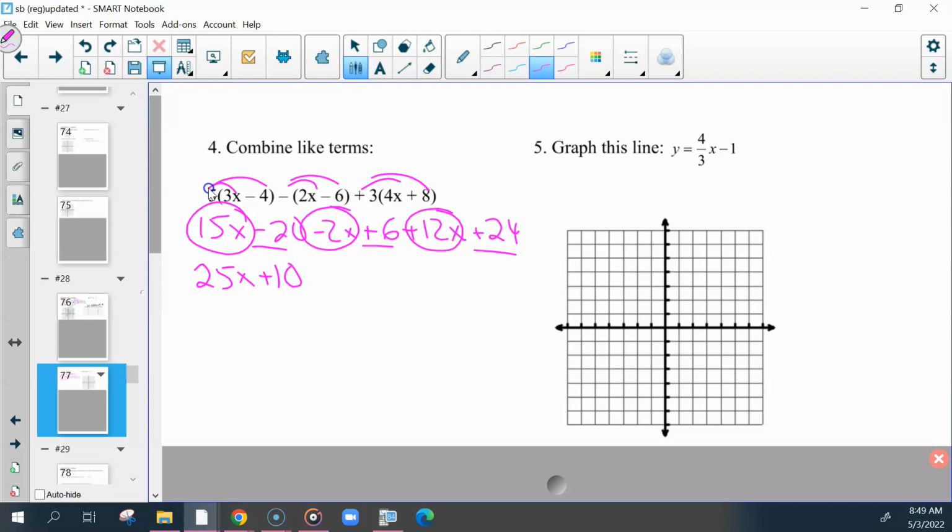And then number 5, we need to graph this line. Where do you start? Negative 1. And our slope is 4/3, so we're going to go up 4 to the right 3 as many times as we can, or down 4 to the left 3 as many times as we can. And make sure your line has arrows. Questions on those two?